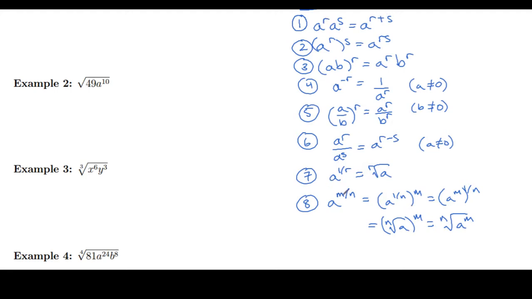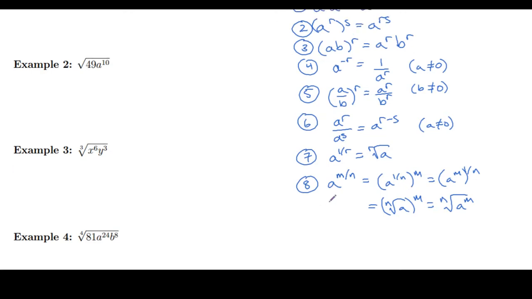Property 7 says if you have a to the 1 over r, then we can rewrite that as the rth root of a. So for example, a to the 1/2 would be a normal square root. And then the 8th property, which is quite useful, is if you have a to m over n, so some kind of rational, then you can write this as a to the 1 over n, and then that to the mth power, which is the same thing as the nth root of a to the m. And you could also swap the m and the 1 over n. So you have a lot of variability here. You have a lot of choices you could make in your rewriting, and in some situations one might be more preferable than the other.